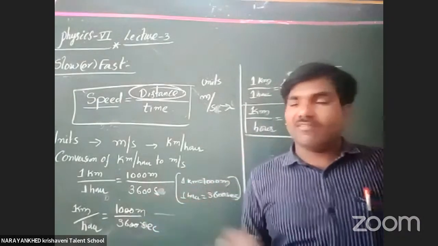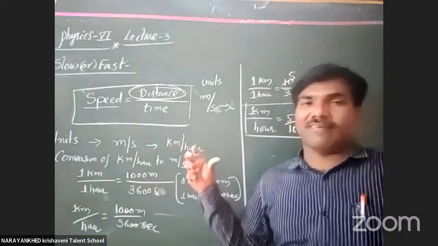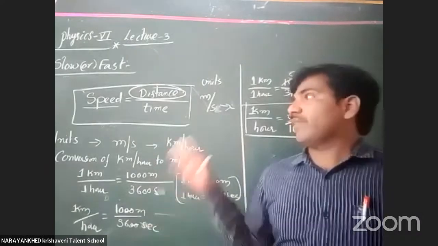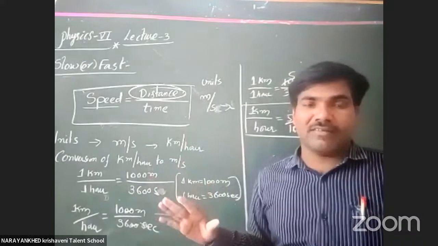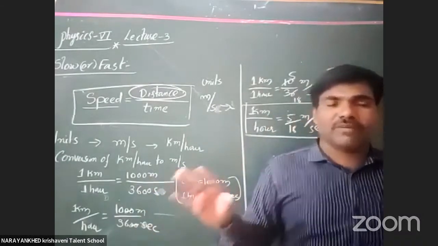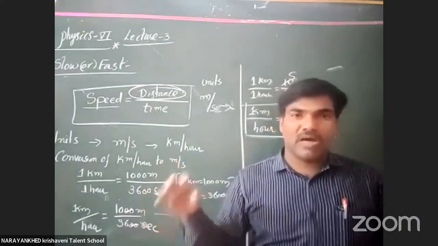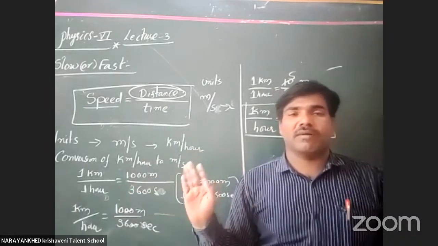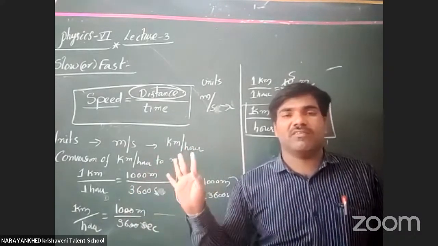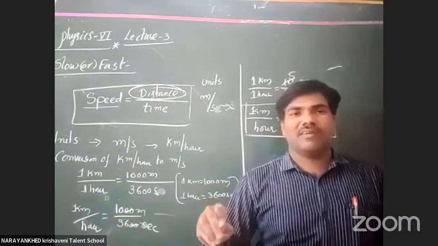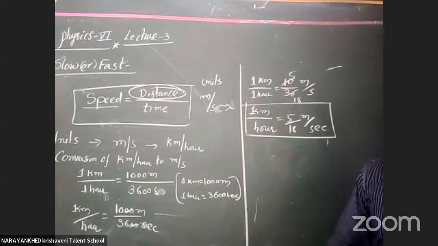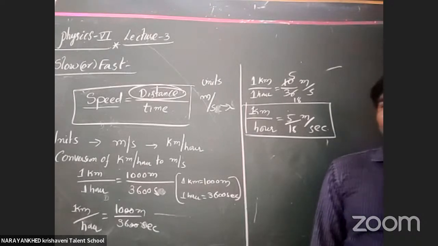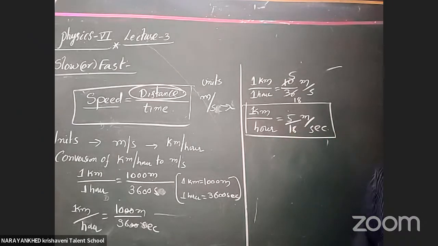But you convert kilometer per hour into meter per second. Sometimes the distance is given in kilometers and time is in seconds. Sometimes the time is given in hours and distance is in meters. When you are solving numerical problems in physics, you have to convert all the units into one system only, either the MKS system or the CGS system. For this purpose, the conversions are utilized. Please note down this conversion: how to convert 1 kilometer per hour to meter per second. 1 kilometer per hour is equal to 5 by 18 meters per second.